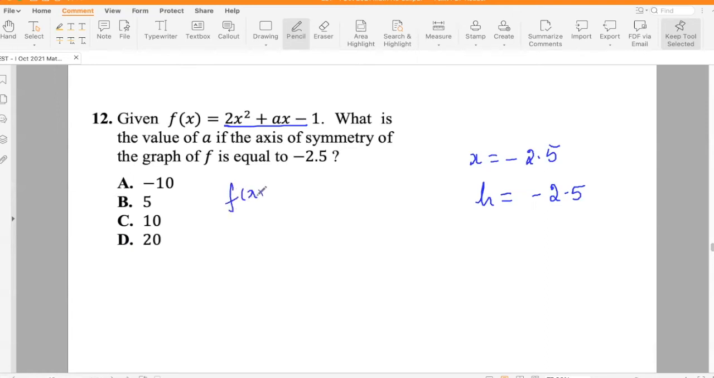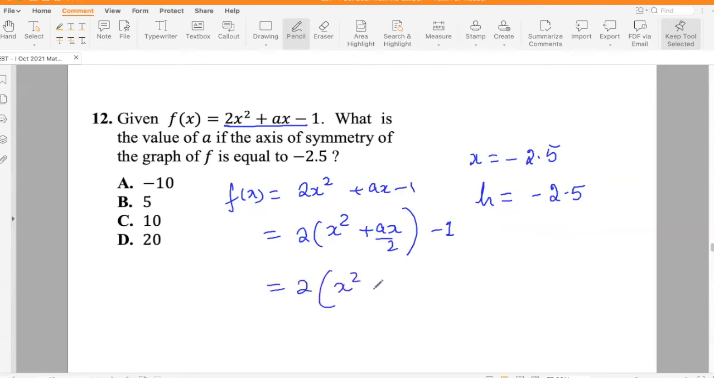So f(x) is 2x squared plus ax minus 1. So if I take 2 common, I get x squared plus ax by 2, and minus 1 I can keep out. So this becomes 2 times x squared plus, if I write this as 2x times a by 4, then I'll need to add the square of a by 4, right? I'm basically completing the squares to get the vertex form, right? Now, I have added 2 times a by 4 squared, so I'll subtract 2 times a by 4 square as well. And minus 1 was already there, this one.